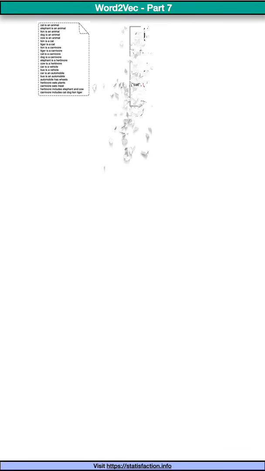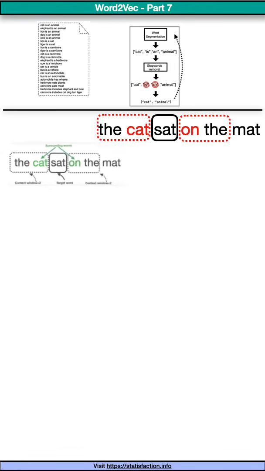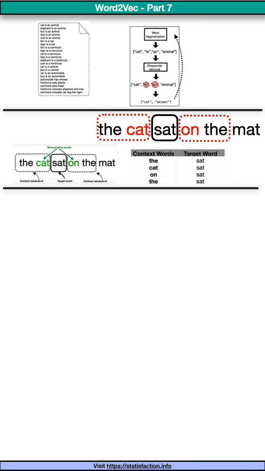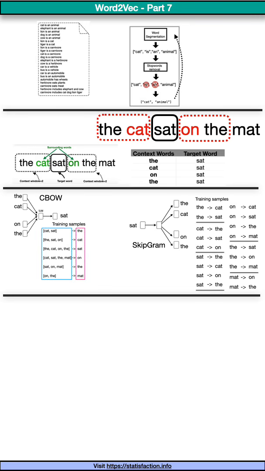In parts 1 through 3, we covered the concept of target words, surrounding words, context words, and stop words, and how they all relate to the process of tokenization. In parts 4 through 6, we dove deep into the continuous bag of words and skip-gram approaches and explored how training samples are generated for each using schematic diagrams.